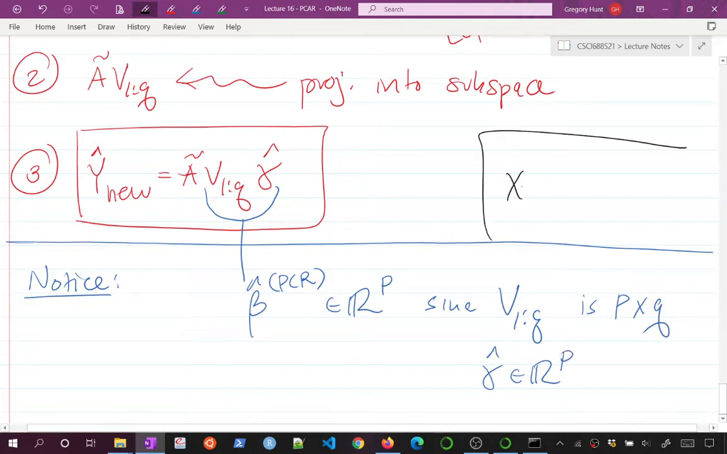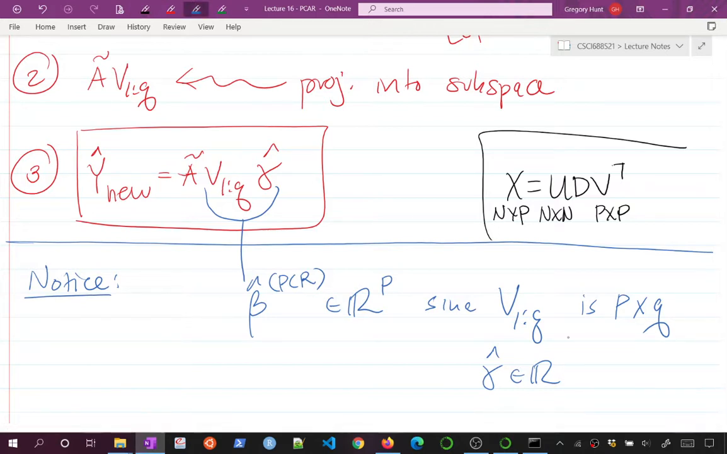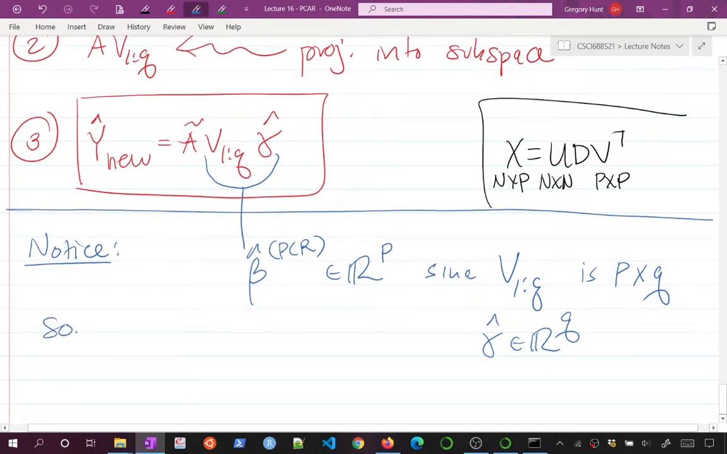As an aside here, if X is U D V transpose, X is N by P, U is N by N, and V is P by P. So the first Q columns of V will be P by Q, and gamma hat, which is kind of the regression coefficient we learned from that subspace, is in R^Q, then if I multiply them, I get something in R^P. So what I have then, my predicted is basically whatever my matrix is times some beta hat PCR.